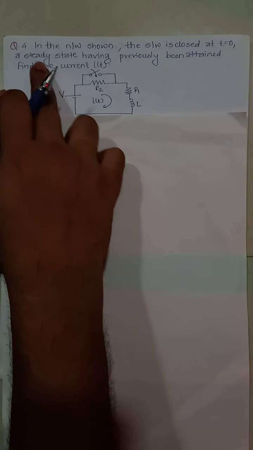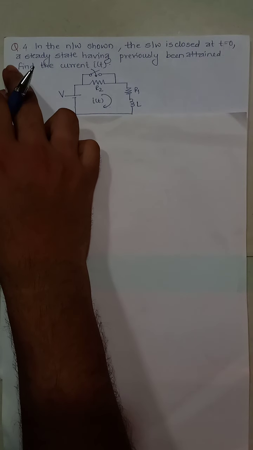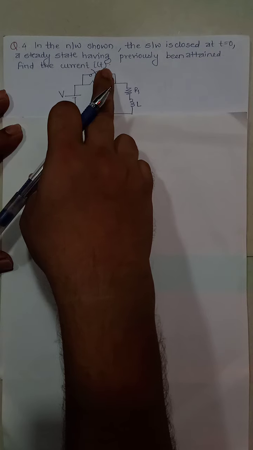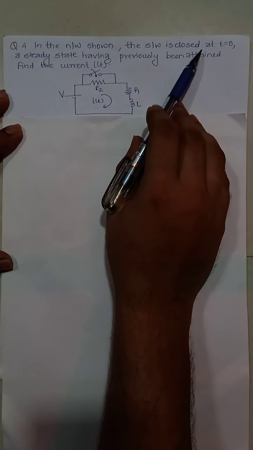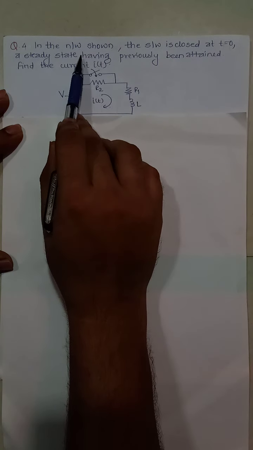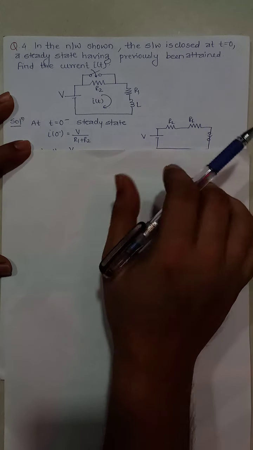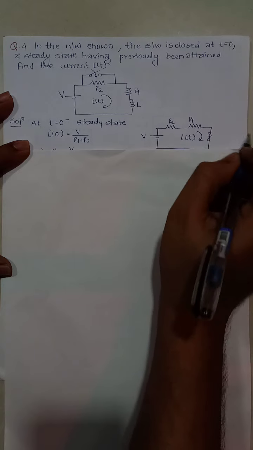Next problem says, in the network shown, the switch is closed at t equals 0, a steady state having previously been attained, find i(t). This is the switch. The switch is closed at t equals 0. So for t less than 0, the switch is open and the circuit will look like this, and you have i(t) flowing here.